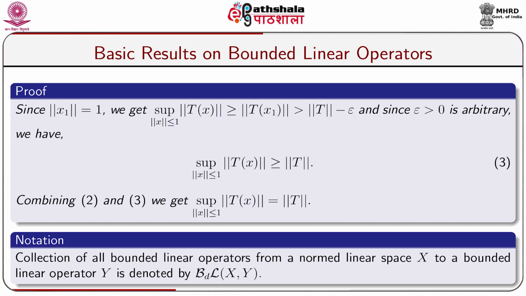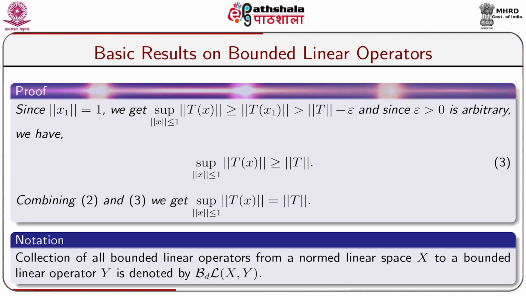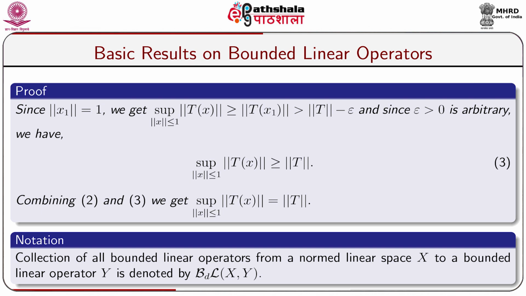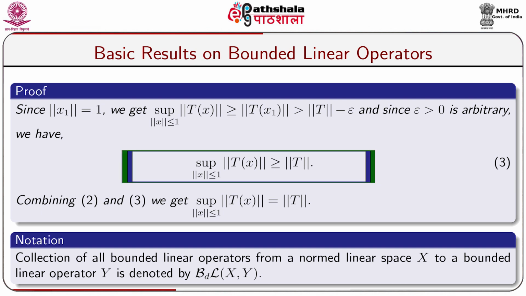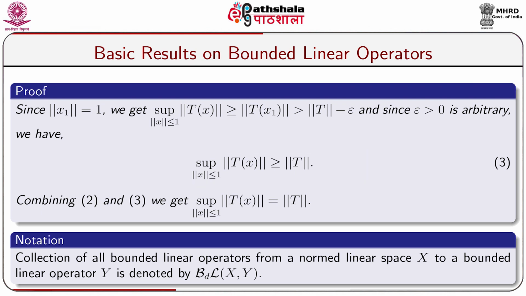Since norm of x1 is equal to 1, we get supremum of norm of Tx where supremum is taken over norm of x less or equals to 1 is greater or equals to norm of Tx1 and greater than norm of T minus epsilon. And since epsilon greater than 0 is arbitrary, we have supremum of norm of Tx where supremum is taken over norm of x less or equals to 1 is greater or equals to norm of T. So, combining the earlier results, we get supremum of norm of Tx where supremum is taken over norm of x less or equals to 1 is equal to norm T.